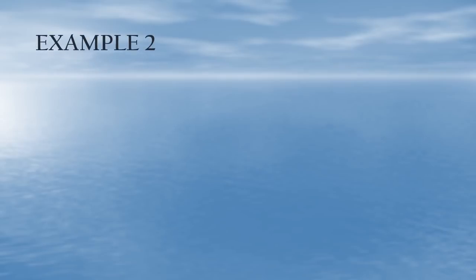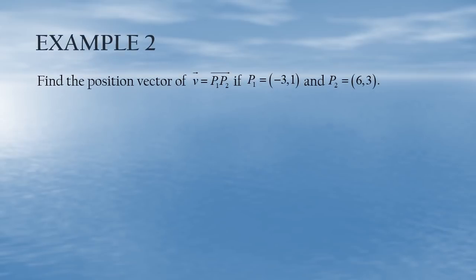So let's take a look at an example. A lot of vocabulary here, so try and focus on some of these words and these new definitions that we've gone over. Example 2 says to find the position vector of vector v, which is equal to p sub 1, p sub 2, if p sub 1 is equal to the point (-3, 1), so (-3, 1) is a point because of the parentheses, and p sub 2 is the point (6, 3).